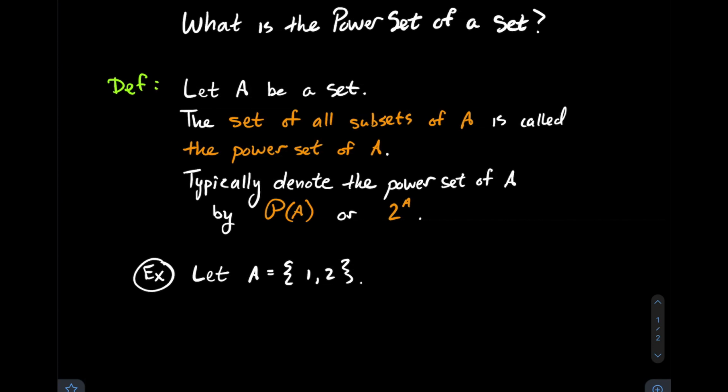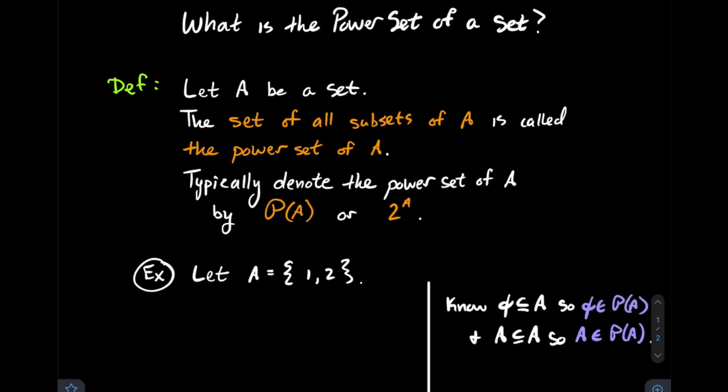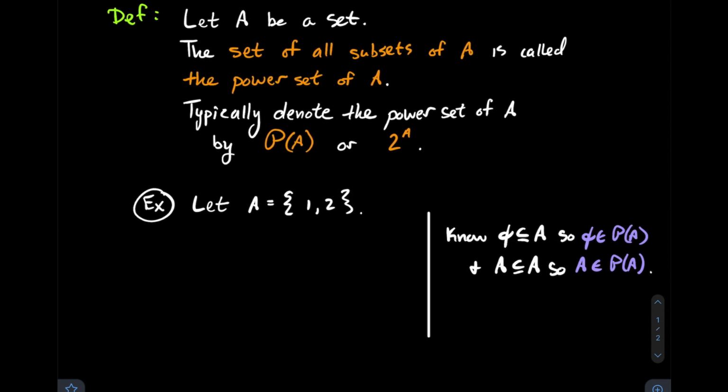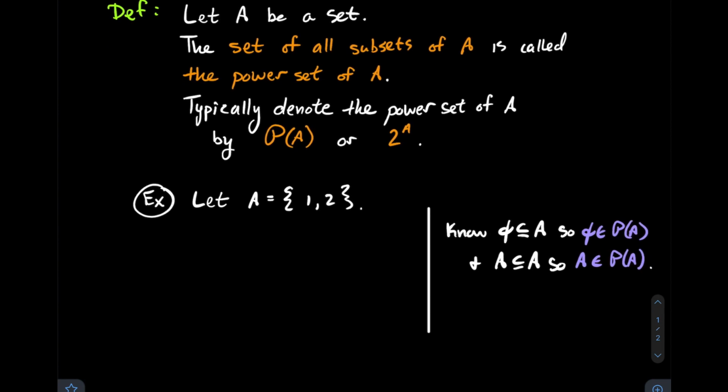So again, what are all possible subsets of this set? Over here to the side, I'm going to get these two out of the way first. These are sort of the free ones that you'll see. What do we know is always true? I know that the empty set is always a subset of A. Therefore, the empty set's in the power set of A. Similarly, I can consider A as a subset of itself. Therefore, A is in the power set of A as well. So those two are free. They will always be in the power set of A.